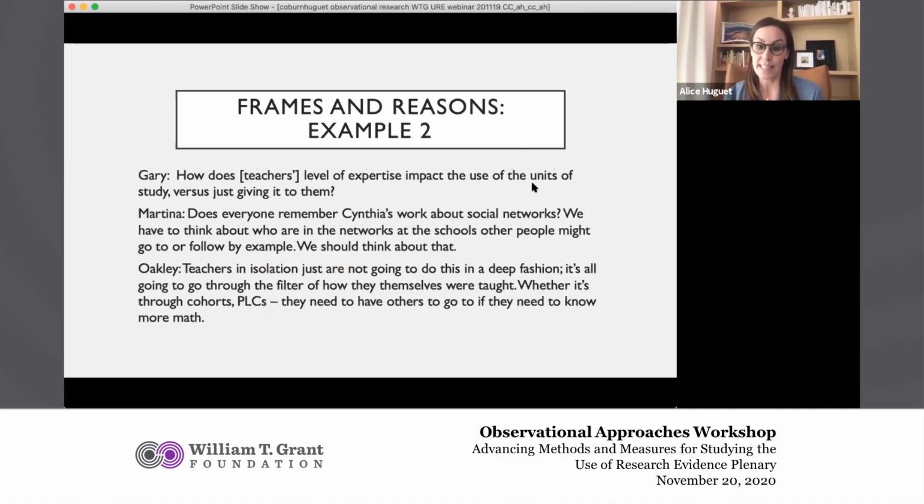So we have a second example. Again, this is a dialogue between 3 different participants in a meeting. And Cynthia is going to break us out into some groups for about 10 minutes where we can discuss problem and solution framing here, as well as the kinds of reasons used to justify those frames.